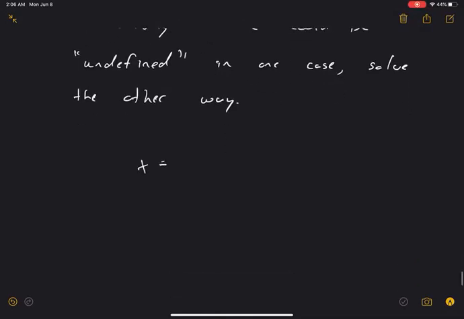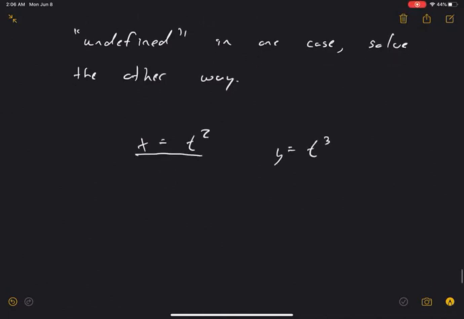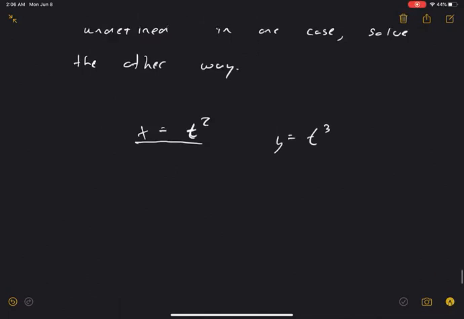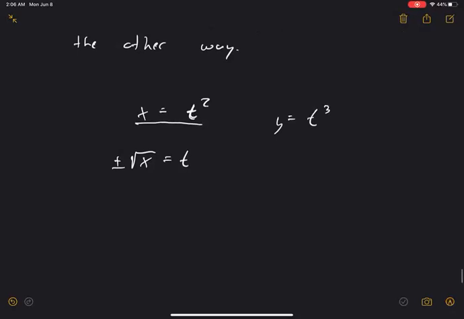In the previous case, we had x equals t squared and y equals t cubed. Well, if I had looked at the first equation, x equals t squared, and tried to solve for t, really what I would have is t equals plus or minus square root of x. So that's kind of undefined, kind of ambiguous. That tells me I shouldn't attempt it this way.